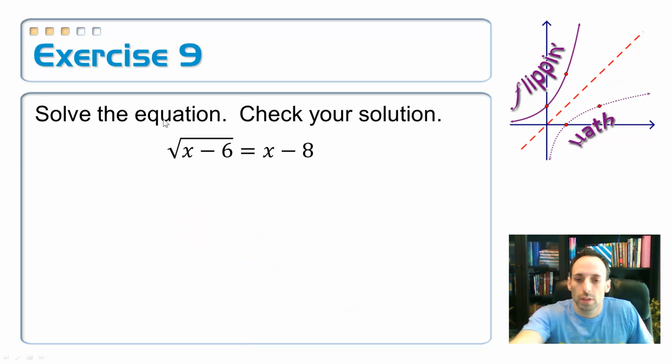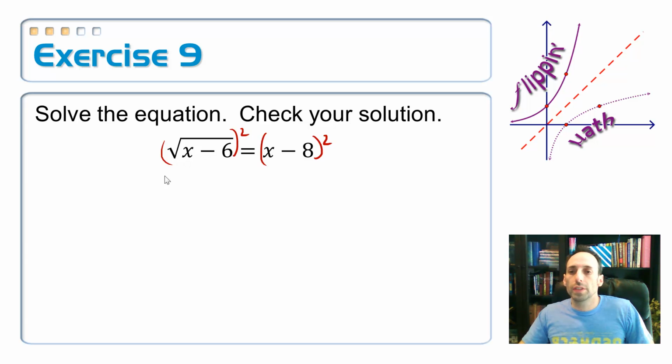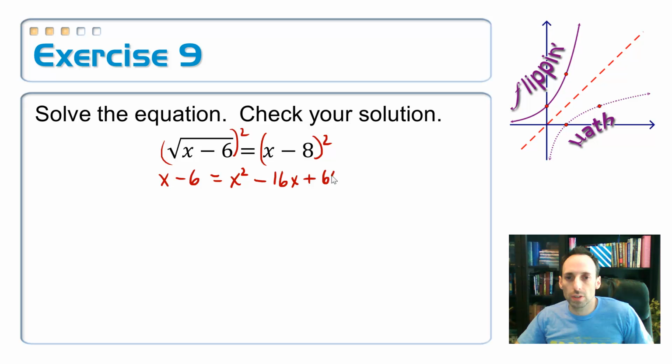Okay, let's square both sides here. Get rid of that square root, square both sides. On the left-hand side, it just cancels out, x minus 6. On the right-hand side, oh, man, I have a binomial I have to square. When I square that binomial, x squared minus, and then you multiply them together and double it, so 8 times 2 is 16x, and then plus the last number squared, 64.